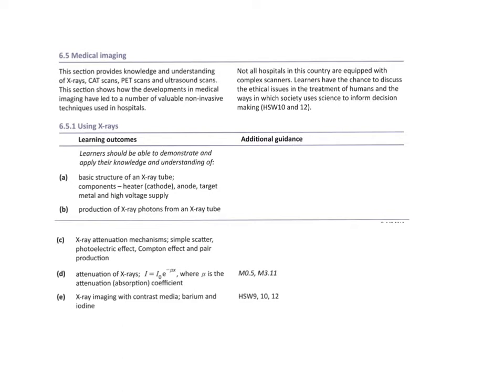And so we'll be focusing on the basic structure of an X-ray tube, how X-ray photons are produced from an X-ray tube, the X-ray attenuation mechanisms, the equation that we can use to calculate how the intensity of X-rays changes, and how contrasting media are also used in X-ray imaging. So we're going to start first with a quick reminder of X-rays. That's part that you have learned in the waves chapter 11.